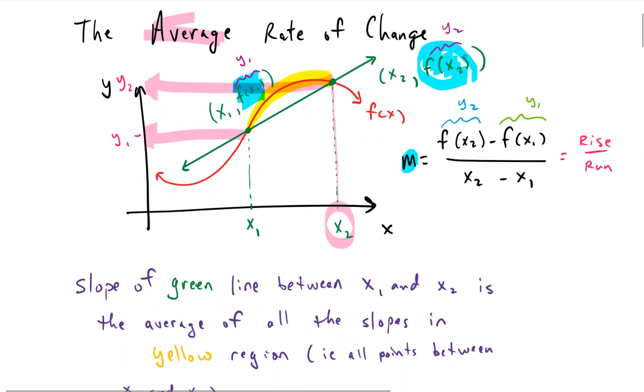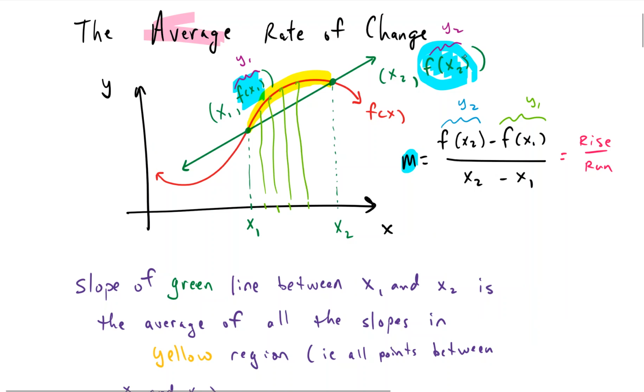Let's clean some of this up, and it'll help us out a little bit. So in other words, there are a bunch of x values in between here, right? There's a slope there, there's a slope here, there's a slope here, there's a slope there. So all these x values have points associated with them on the graph, and all of those have slopes. But if you look at them, they're all a little bit different, right?